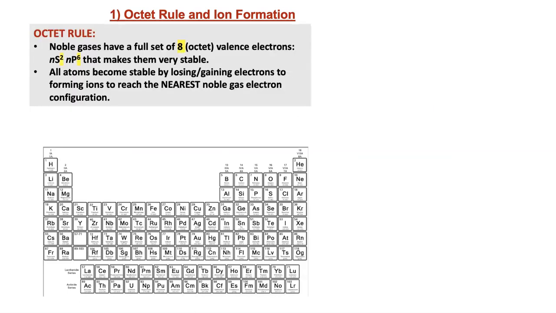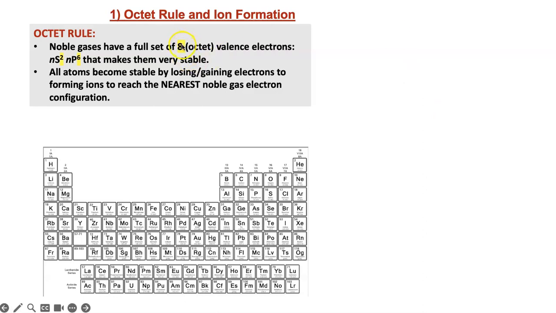So what is the octet rule? The octet rule, if you break it down into 2 parts, says that all elements want to have a stable valence shell. They do this by either gaining or losing electrons and thereby forming ions to reach the nearest noble gas electron configuration.